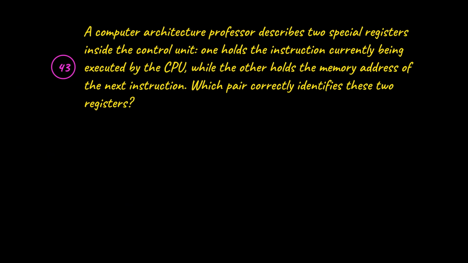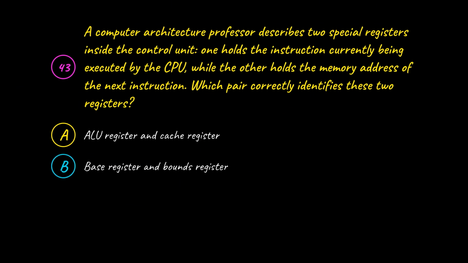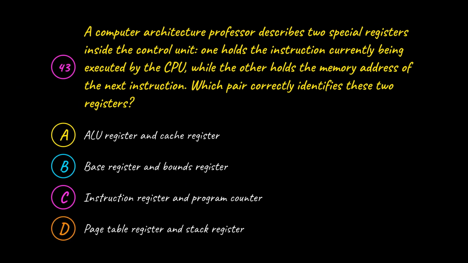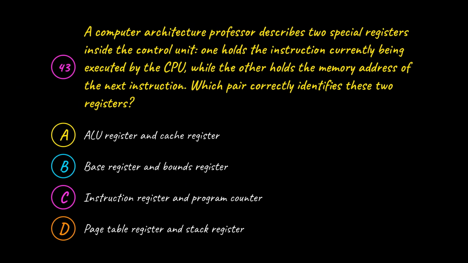Your options are A. ALU register and cache register, B. Base register and bounds register, C. Instruction register and program counter, D. Page table register and stack register. Before I reveal it, which one do you think is right?